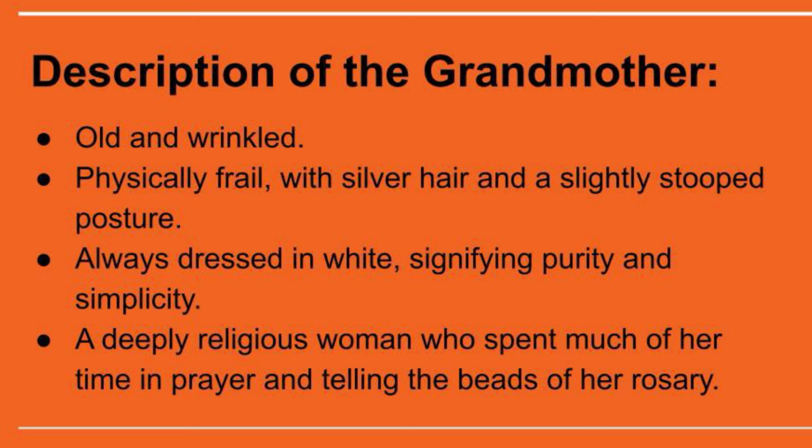She was a very old lady who was wrinkled. Wrinkled means she has folds on her skin, so she was looking very old. She was physically frail, that means she was very weak, with silver hair and had a slightly stooped posture. What is stooped posture? It means she was slightly bent. She was not able to stand straight because of her old age. Always dressed in white, signifying purity and simplicity. So she wore only white clothes all the time.